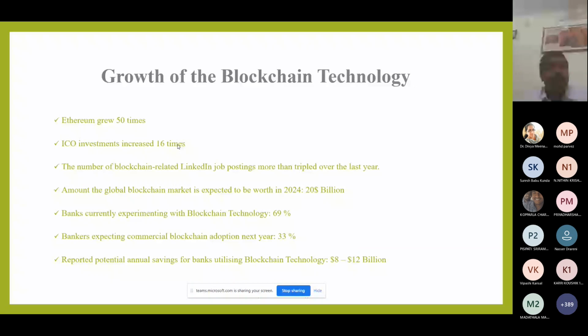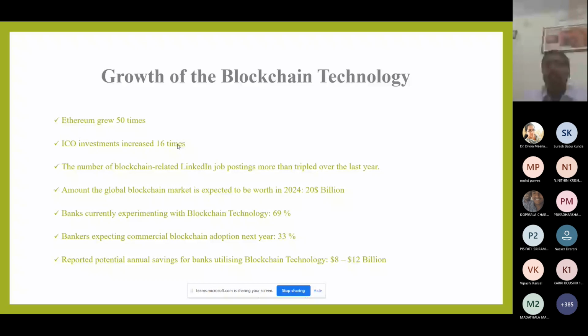Ethereum has grown 50 times in the past few years. Talking of ICO investment, it again increased 16 times in the past 3 to 4 years only. The number of blockchain related job postings, you can see, has tripled on LinkedIn over the last year. So last year and this year compared, the number of jobs on LinkedIn has also tripled. The global blockchain market is expected to be worth $20 billion in 2024. So these are some huge numbers, and banks are currently experimenting with this blockchain technology.